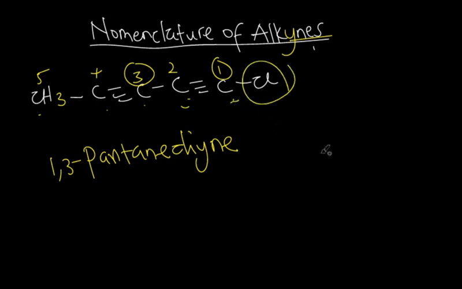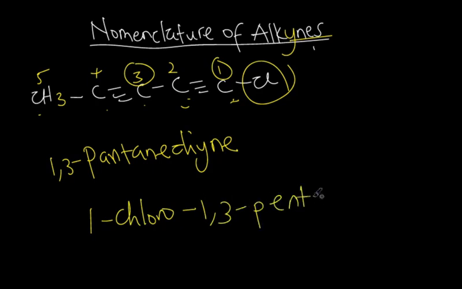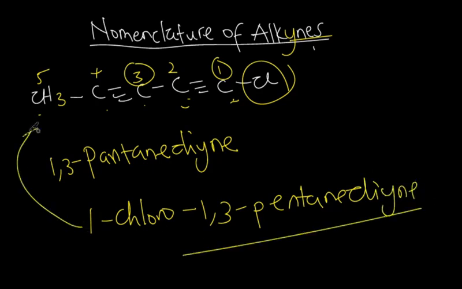Now we have a substituent over here which is on carbon 1. So the name of this compound is 1-chloro-1,3-pentane diene. Okay, so that is the name of this compound.